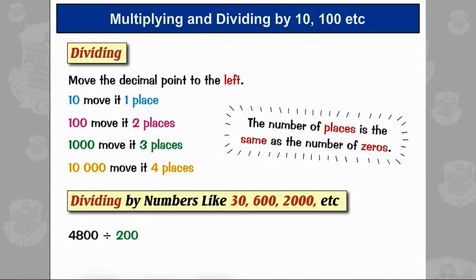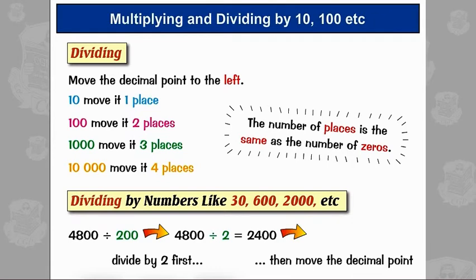We've got 4,800 divided by 200, and actually we can do this in 2 steps again to help make it a bit easier. So the first thing we can do is divide by 2, so 4,800 divided by 2 is 2,400. Now we can move the decimal point those 2 places, and we get the answer 24. Now actually, you could do that the other way around if you wanted. You could divide by 100 first, and then divide by 2. So if we divided by 100, 4,800 divided by 100 is 48, and then divided by 2 is 24. So you get the same answer either way, it doesn't matter.